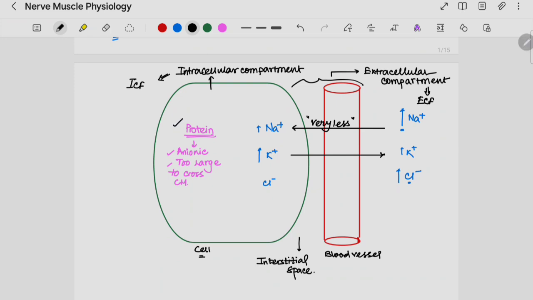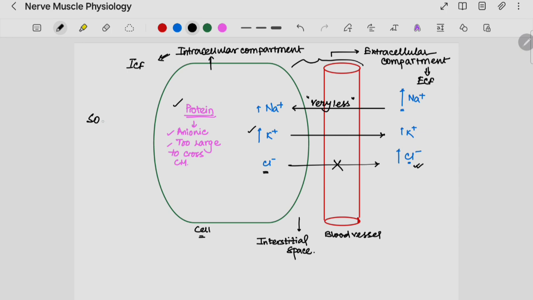Why? Because protein is anionic, potassium is going outside of the cell, very less amount of sodium is entering into the cell, and chloride cannot go against the concentration gradient. So all over a negativity persists inside the cell. So intracellular negativity persists, right? So intracellular negativity persists.